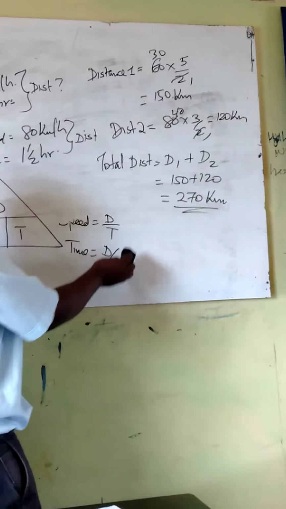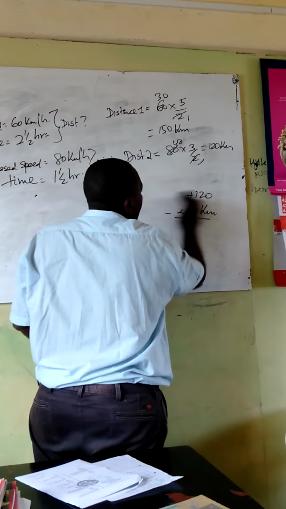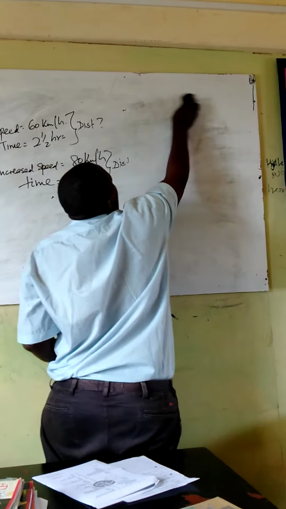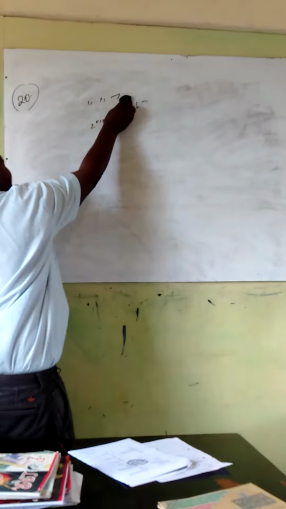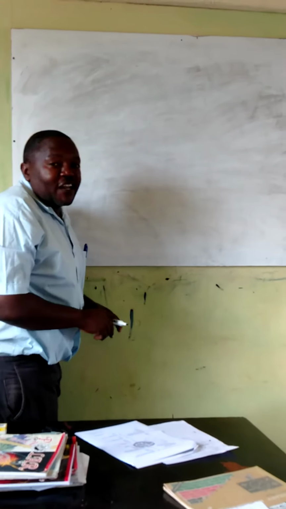We go to question 21. Question 21. And I hope you are still quarantined. You are still staying at home. Kaa nyumbani, kaa nyumbani.